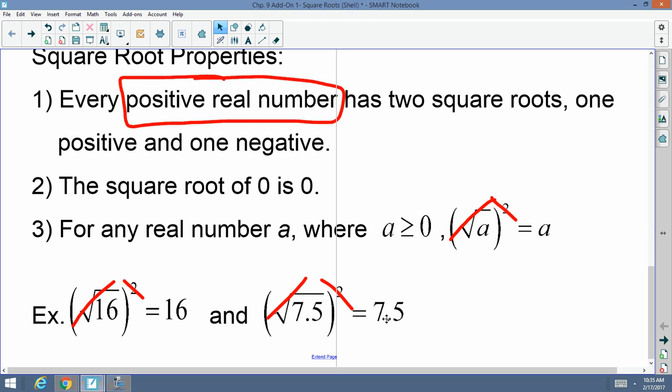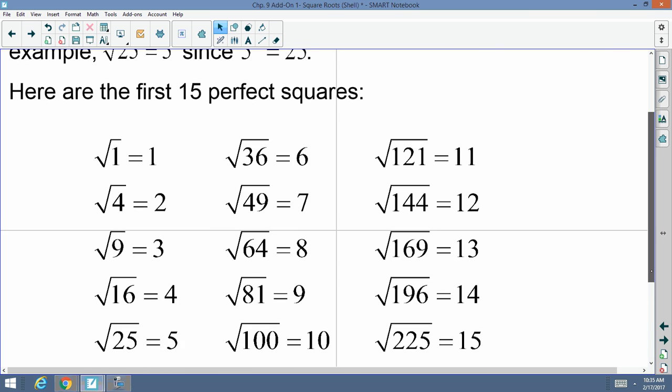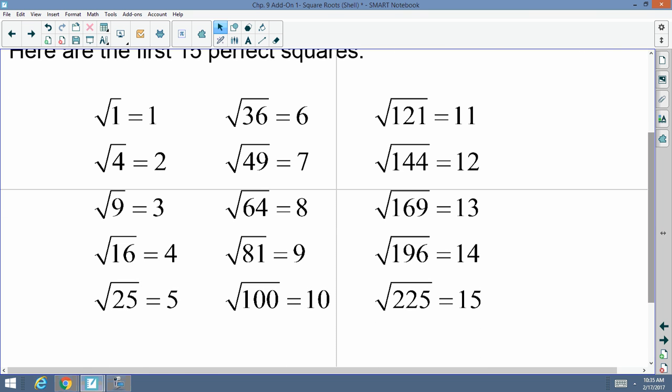Okay, thank you, gentlemen. Now, simplifying square root radicals is very easy if you know your perfect squares. This is a big if. Remember that a perfect square is a product that came from multiplying a number or variable times itself. For example, the square root of 25 is 5 because 5 times 5, or 5 squared, equals 25. We have to learn all of these. That means we really have to memorize them all. It is going to make your life easy.